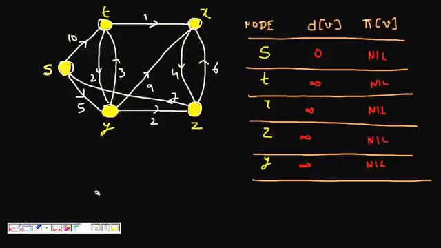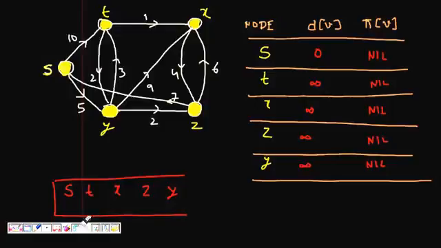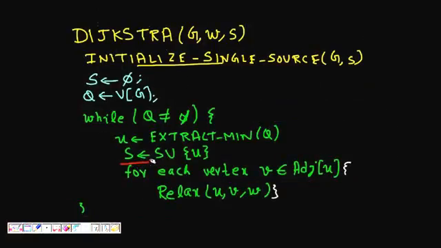So we have a Q, containing S, T, X, Z and Y. These are the nodes in the Q. Now while Q is not empty, we extract the minimum from the Q, and then for each of the adjacent nodes, we try to relax the nodes.